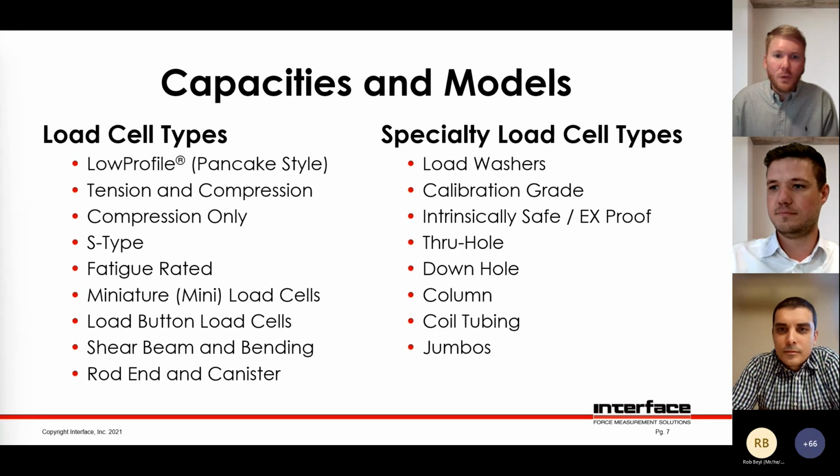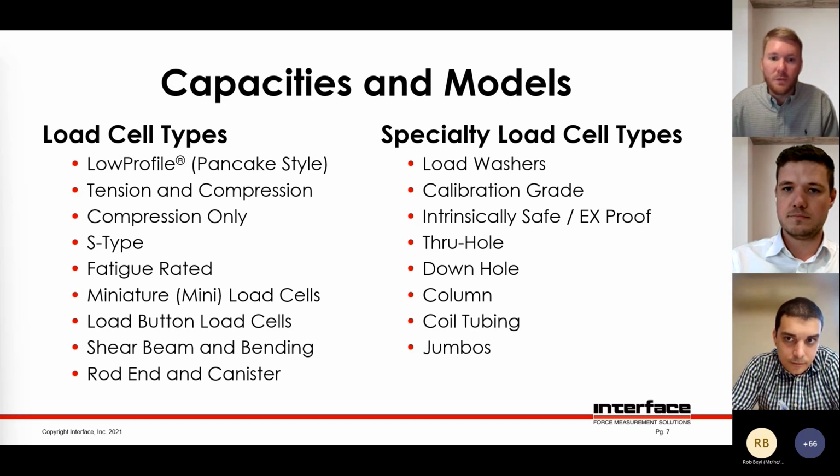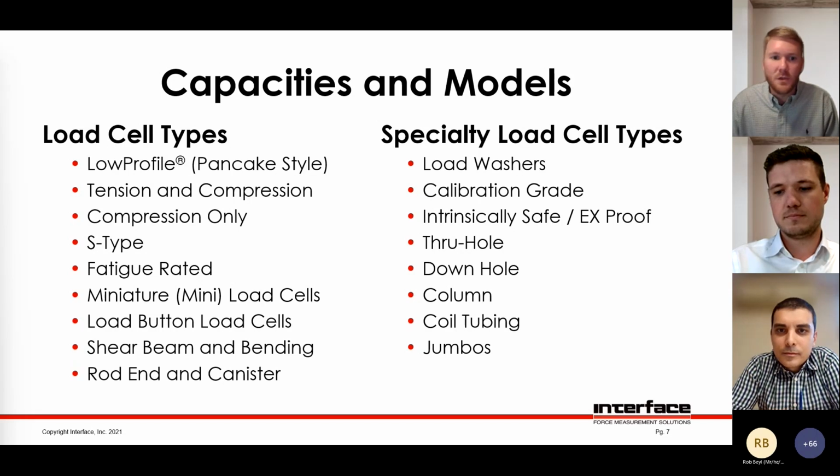And I'll just jump in real quick. If you look on the right side, there are these specialty load cells. Sometimes we will come up with a load cell specifically for an application, like our downhole load cell, which is really used in the oil and gas industry and is proprietary to Interface. So if you have a challenging application, know that just because you don't see it in the catalog doesn't mean that we can't tackle it. We can develop load cells specifically for the need.